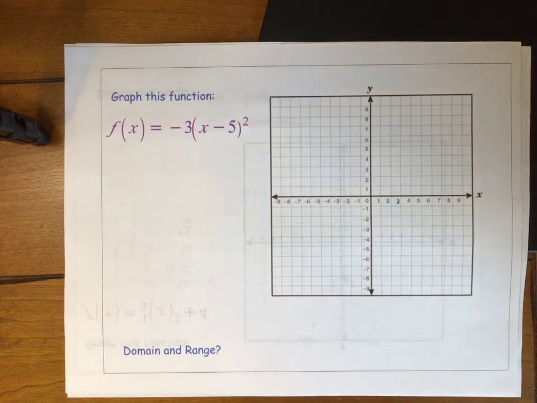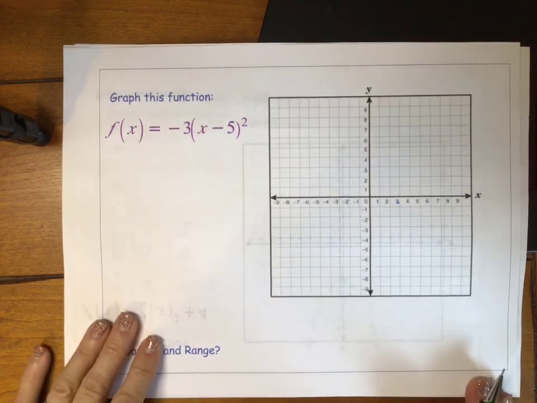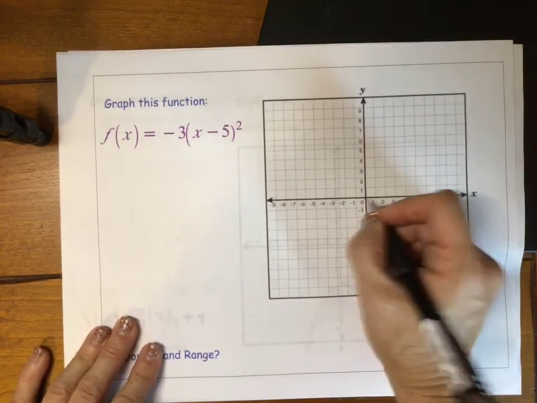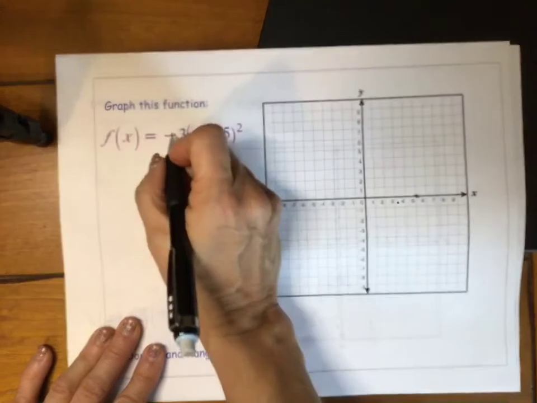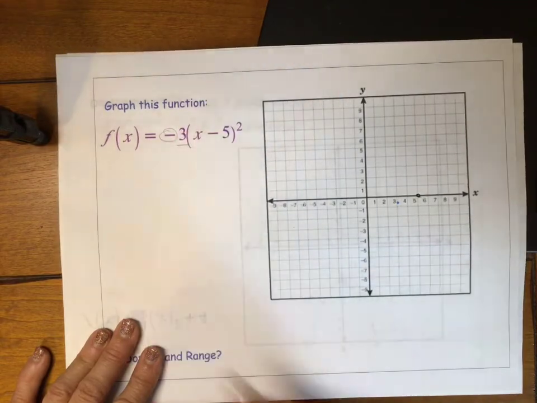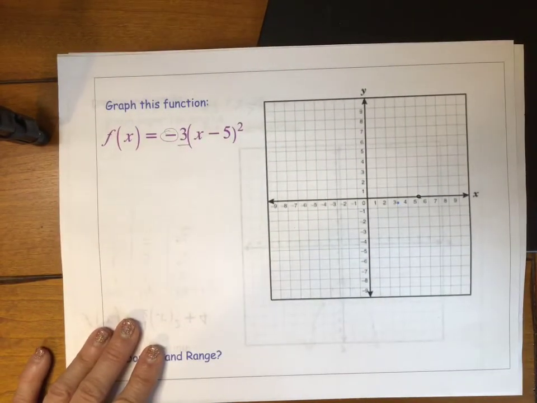All right, I really hope you guys took the opportunity to try this. This graph moved right 5. And notice we're reflected and stretched by 3. So how are we going to graph that?